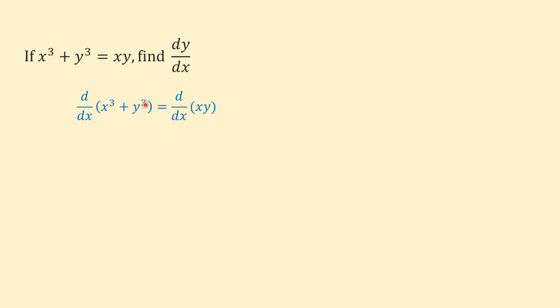Anyway, derivative of y cubed is 3y squared times dy over dx. So derivative of the left side of the equation is 3x squared plus 3y squared times dy over dx. The tricky part of this question is derivative of the right side of the equation, derivative of xy.